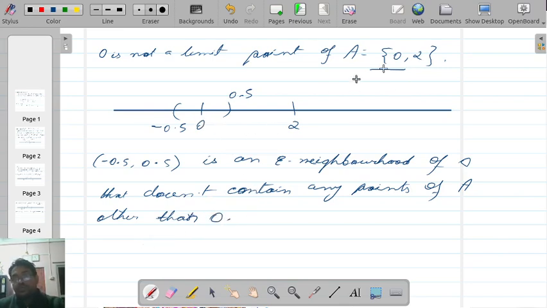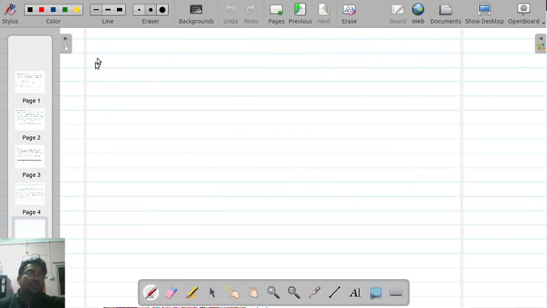Similarly, we can show that 2 is not a limit point. We can take some interval of this type, say 1.8 to 2.2, right? That way also we can take. That interval will not contain the point 0. It will contain only the point 2. So it's not a limit point. So in fact, we will show that a finite set has no limit points.